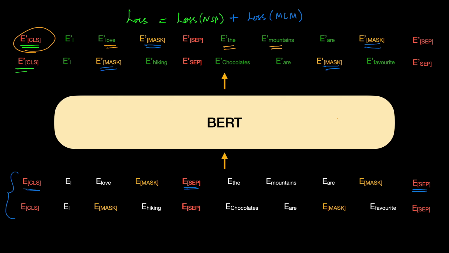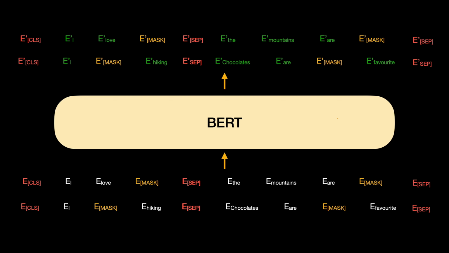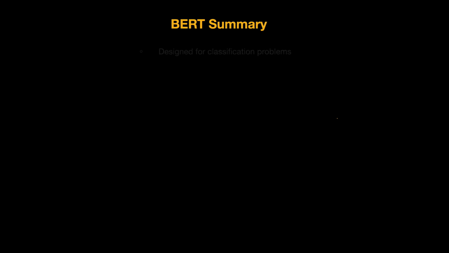We have covered a lot of things, so let's take a quick summary before we end this video. BERT is designed for classification type of problem. It is not suitable for text generation because it doesn't have a decoder. For text generation, we use models like GPT, which I will cover in the upcoming videos. BERT architecture is just a stack of transformer encoder blocks, nothing fancy. The real difference lies in the input format and the output layers.